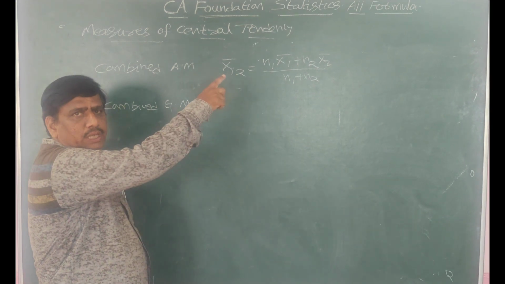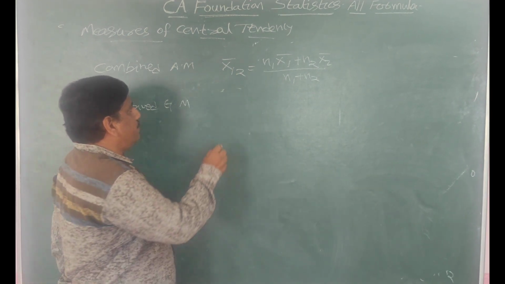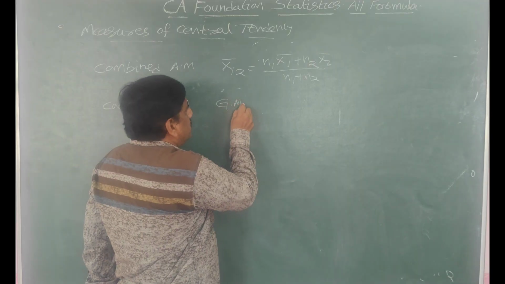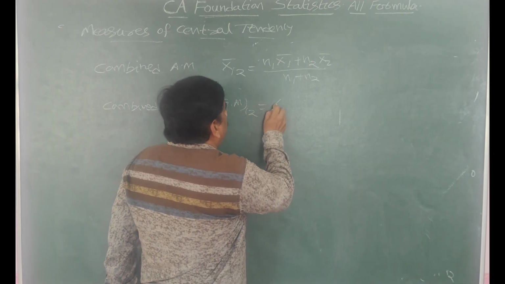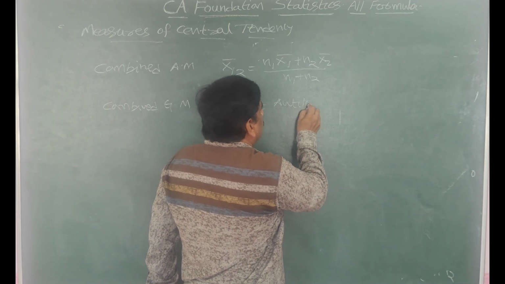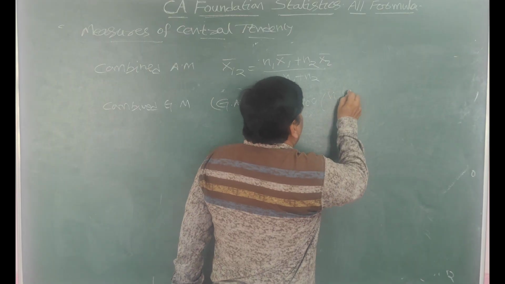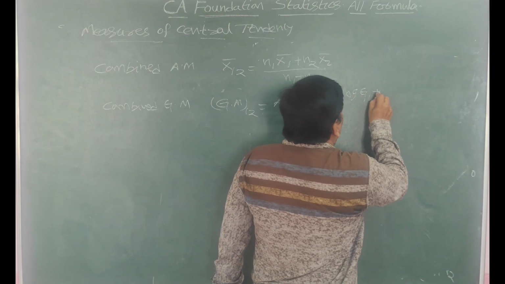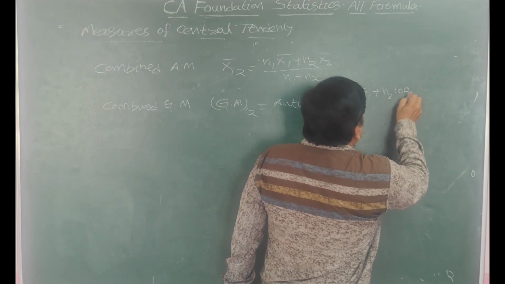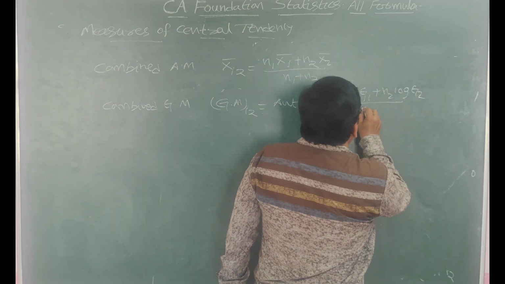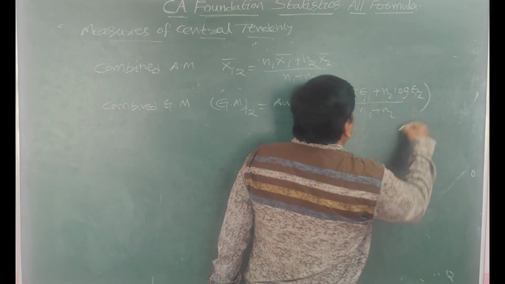Where only the formula is important, the problem is not important. For combined mean, both theory and problem are important. The combined GM is denoted by GM12 and the formula is antilog of (n1 log g1 plus n2 log g2) divided by (n1 plus n2). This is the combined GM formula.